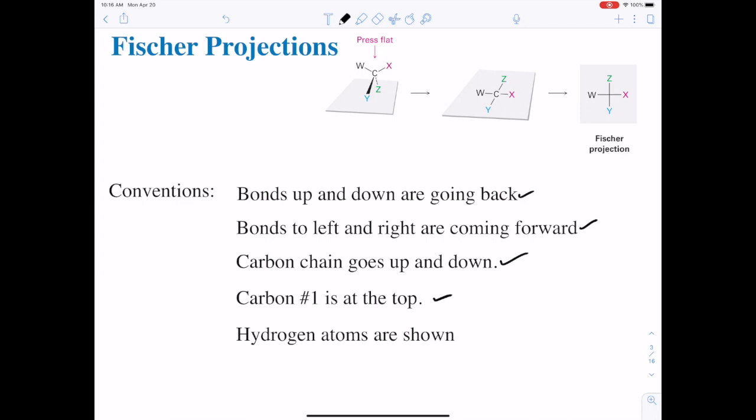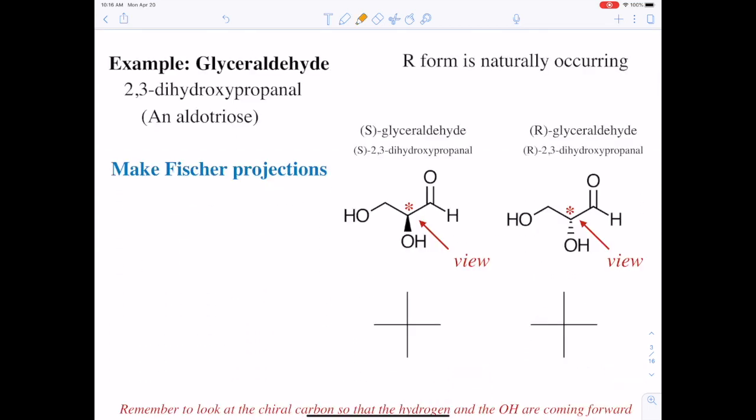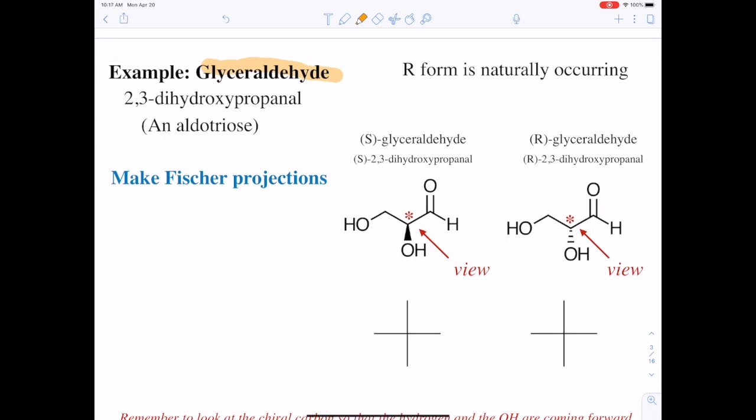And another convention is that you show hydrogen atoms. They don't just make them implicit. In this figure of a Fischer projection, if there's a hydrogen on the end of the bond, you want to show it. So let's consider glyceraldehyde. This is an aldotriose. Another name for it is 2,3-dihydroxypropanal. What I'm showing you here is the pair of enantiomers.